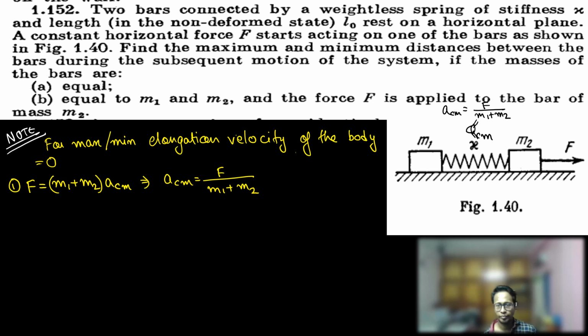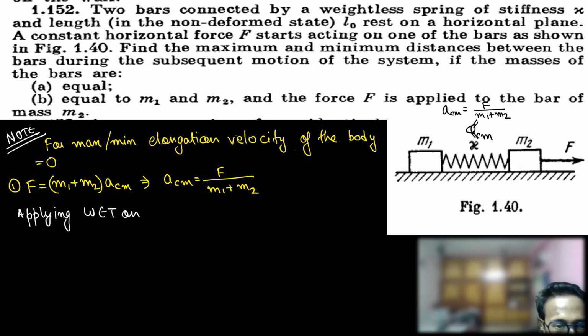Now, as observed from the center of mass, this center of mass is a non-inertial frame, that means an accelerating frame. So m2 and m1 will observe a pseudo force. You can analyze any block, either block m1 or block m2. Both will have the same effect. So I'm analyzing block m2. Applying work energy theorem on m2.